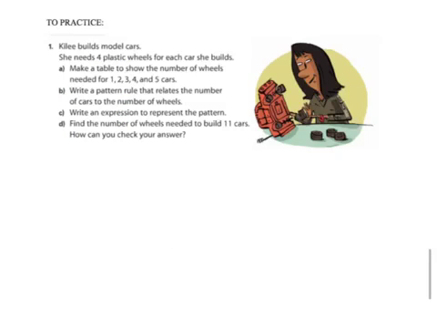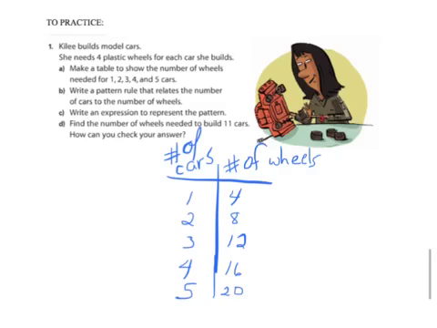All right, now is your opportunity to practice. Here's your problem. Keely builds model cars. She needs 4 plastic wheels for each car that she builds. Make a table to show the number of wheels needed for 1 car, 2 cars, 3 cars, 4 cars, and 5 cars. Write the pattern rule that relates the number of cars to the number of wheels. Write an expression, so that's where you're using your variable to represent the pattern, and find the number of wheels needed to build 11 cars using that expression. And then you can check that. Press pause and try that now.